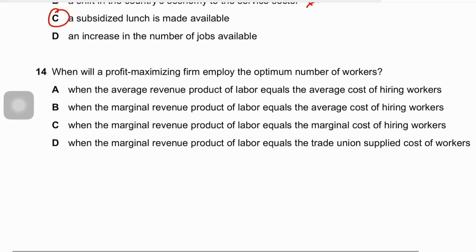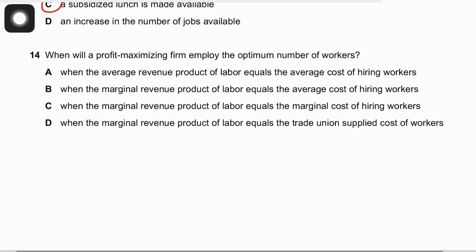The next question, 14, says, when will a profit maximizing firm employ the optimum number of workers? This is such an easy question. We know that a profit maximizing firm would consider the relation between the MRP and the marginal cost of labor, right? And we know that the MRP is the additional revenue generated by employing one more unit of labor, while the marginal cost is the additional cost that is incurred by employing an extra worker. And so it follows that a profit maximizing firm will hire workers to the point where the MRP equals the marginal cost of hiring workers, right?